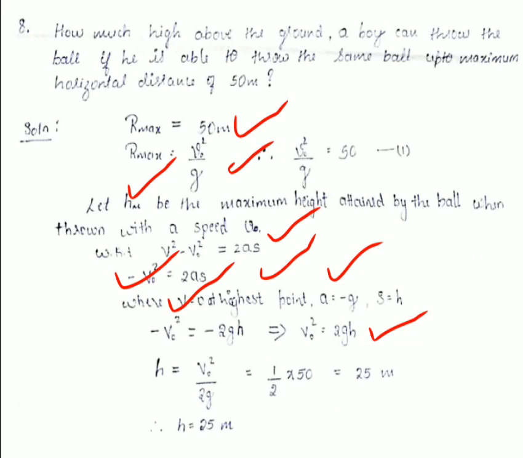Rewrite the formula. What's that? H is equal to V naught square upon 2g. V naught square upon g value is how much? Equation 1, that is 50. Substitute and you will get the value. So h is equal to 25 meter. Okay. So if the maximum horizontal distance is 50 meter, then the height which has been reached by the ball will be 25 meter.